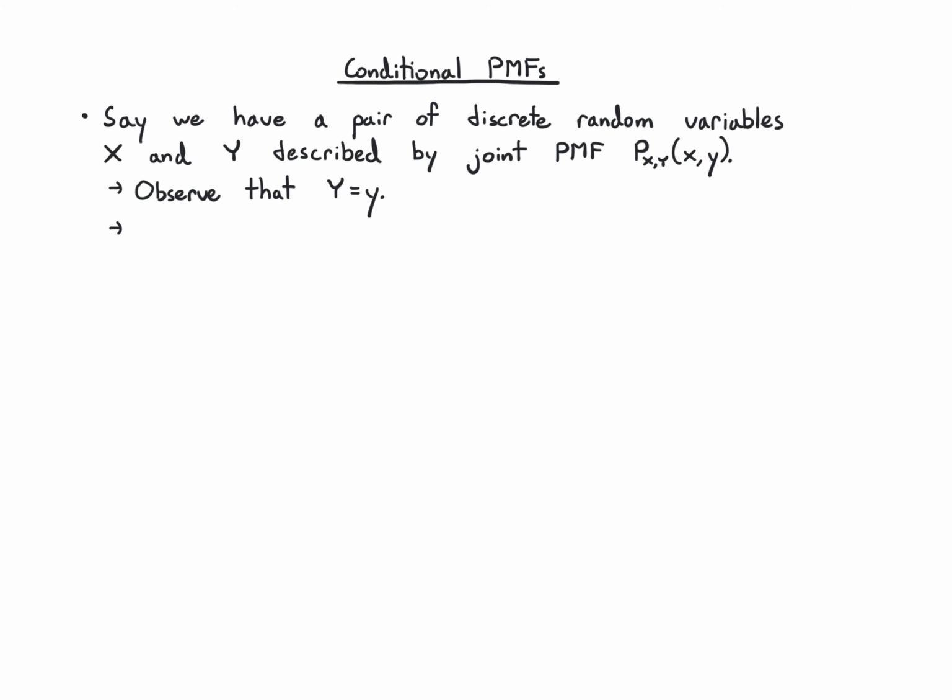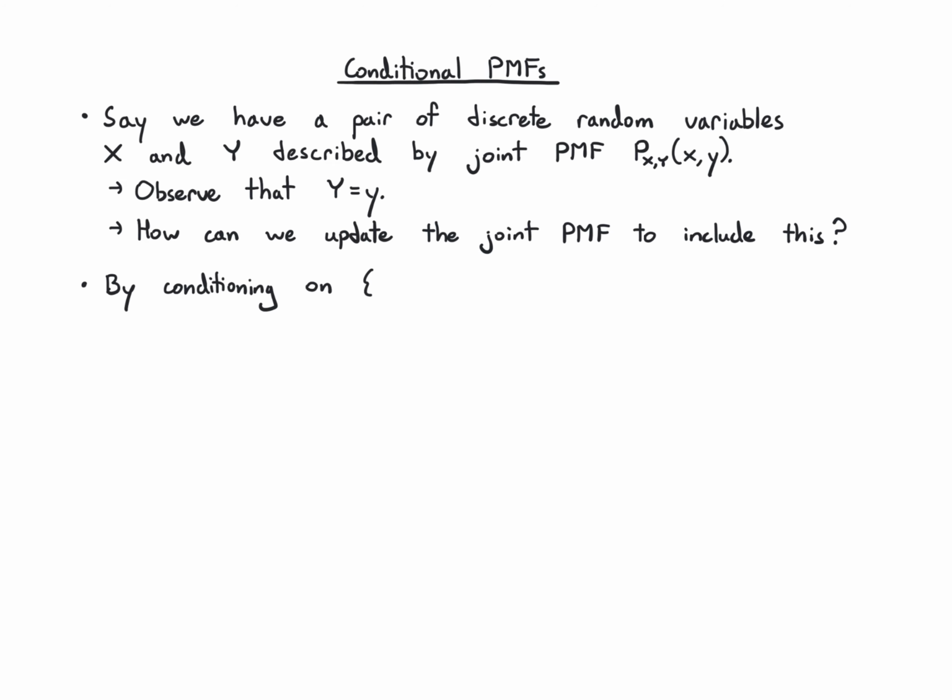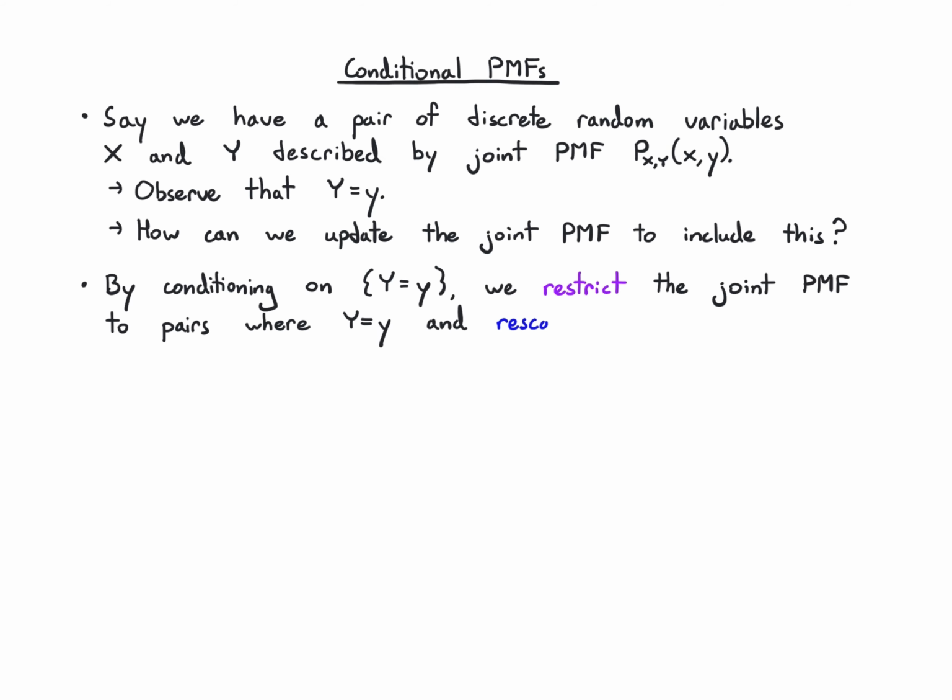So maybe this is a measurement that we've performed. And what we want to do is update our joint PMF, and we want it to include this information. So this is a form of conditioning, all right? So what we're going to do is condition on the fact that random variable Y is equal to this little y, and we're restricting the joint PMF to pairs where that's true. And we're also going to rescale it by dividing by the probability that it takes this little y, which happens to be the marginal PMF evaluated at that value.